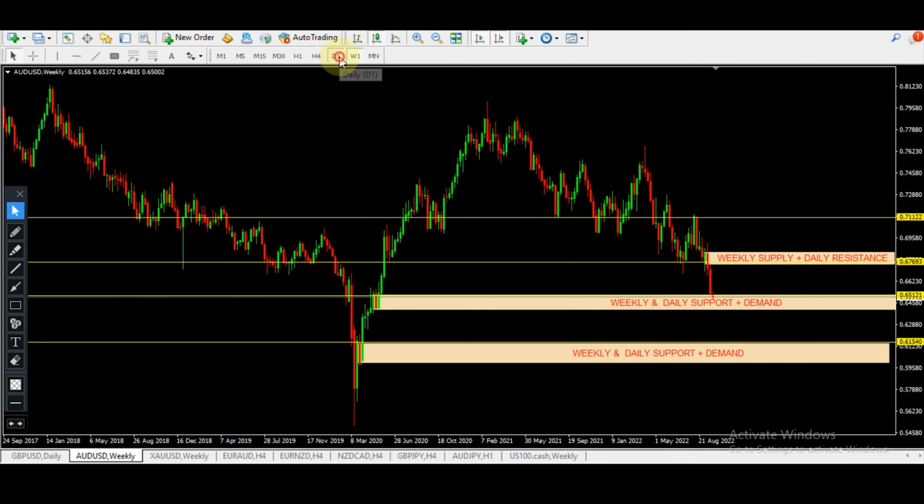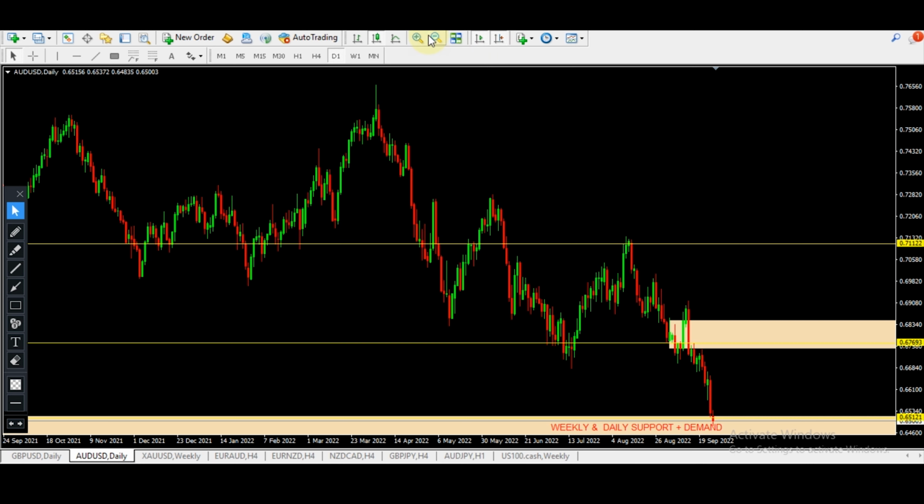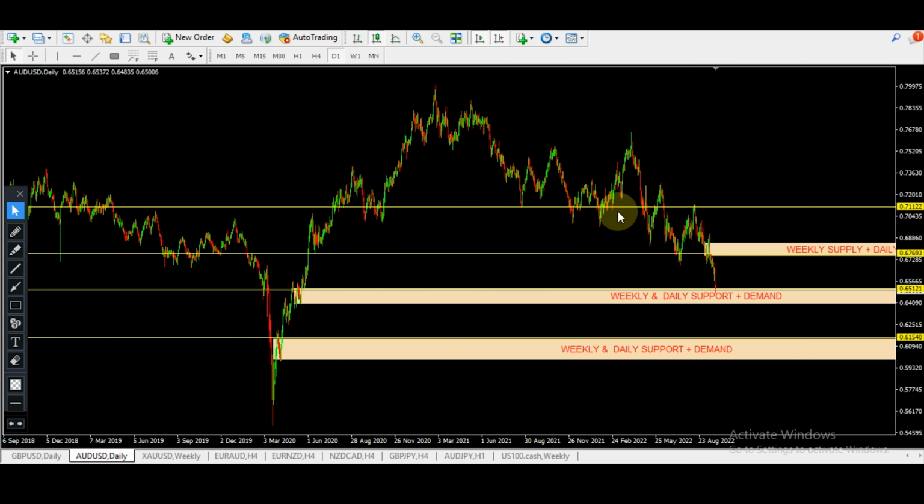Then going down to the daily time frame, we can see the same thing. This level right here, the daily support, we can see we have got support here, and here, and also on this level, the weekly supply is here. Then the daily support, you can see there was a touch here, and multiple touches in this one right here. So that's it for our AUD USD.